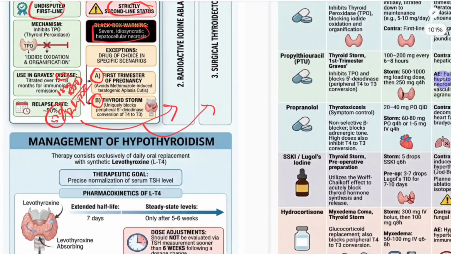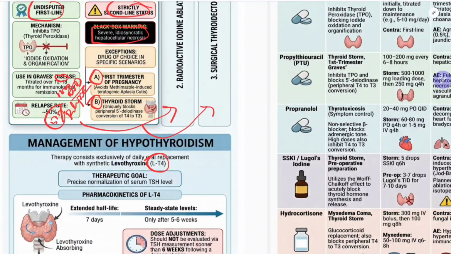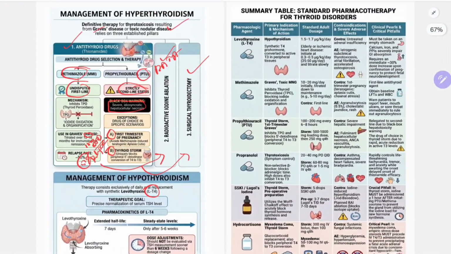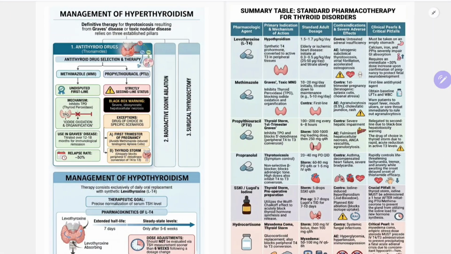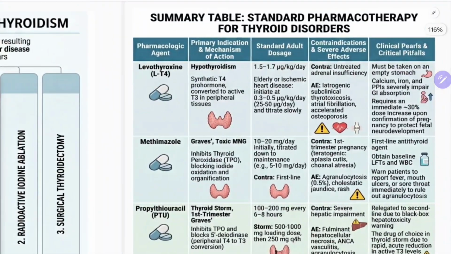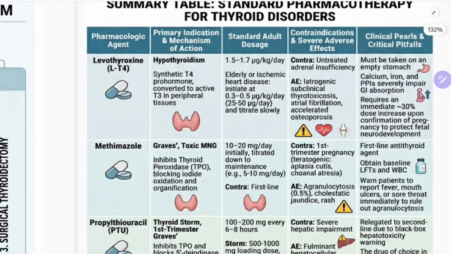Management of hypothyroidism is basically by replacement of T4. This we have already explained in detail in the topic of hypothyroidism. We will just see the contraindications, adverse effects and standard dosages, because in the previous videos some differences in dosages were there, but when I searched there is no difference. It depends upon the dosage and the severity of the disease.